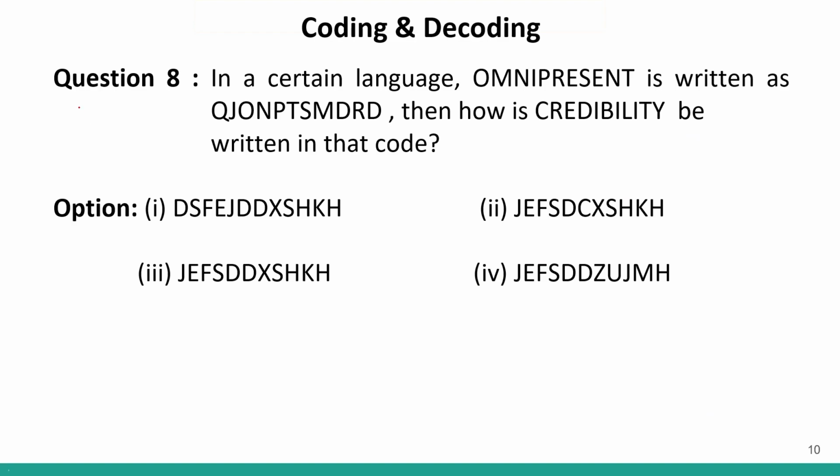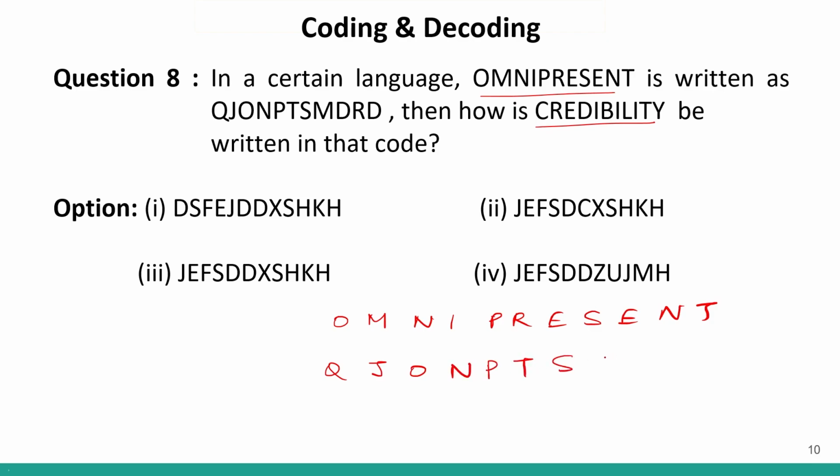Clear? Moving on to question number 8. In this question, omnipresent is written as this, and we have to find how credibility will be written in that code. So if I write the code for OMNIPRESENT, this is coded as QJONPTSMDRD. Correct?